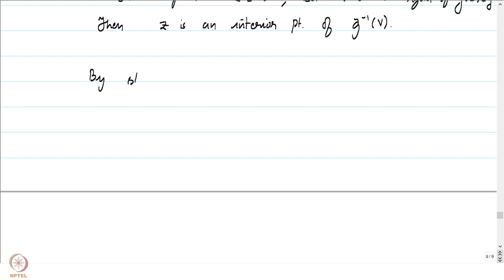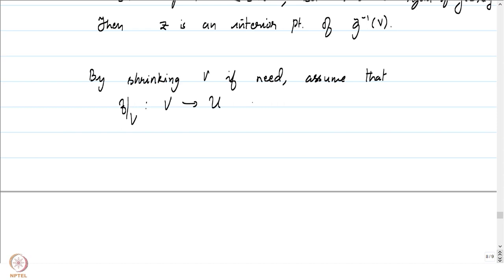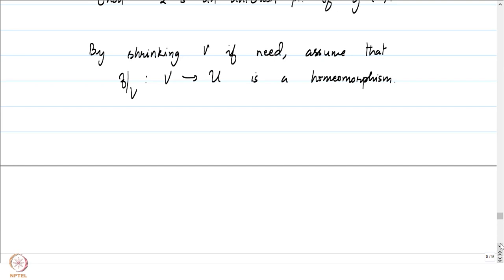By shrinking V, if needed, assume that f restricted to V, from V to U, is a homeomorphism. This is possible because f is a covering map, in particular a local homeomorphism. And because it's a local homeomorphism, we can restrict to a neighborhood where it is indeed a homeomorphism. Now the shrinking doesn't make any difference to what we are intending to prove, because if we can get hold of a neighborhood of z in f inverse of some smaller set than V, then it's in particular contained in f inverse of V as well, and therefore we will be good with respect to proving the theorem.